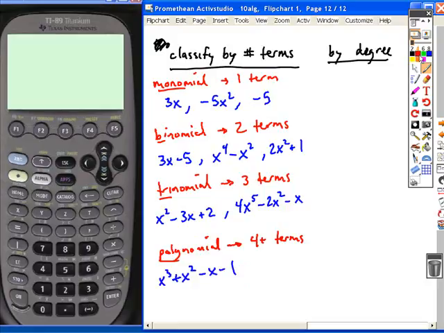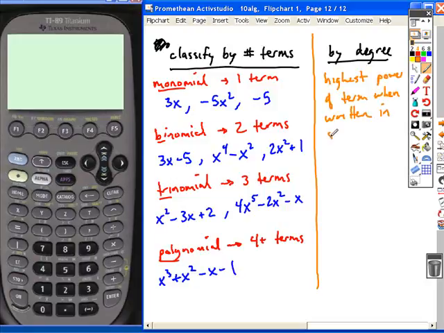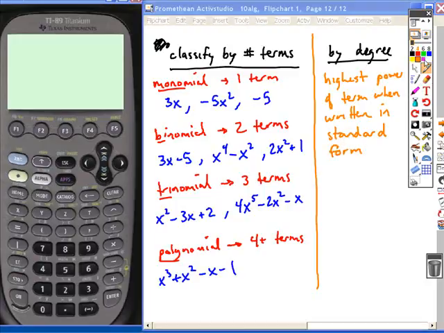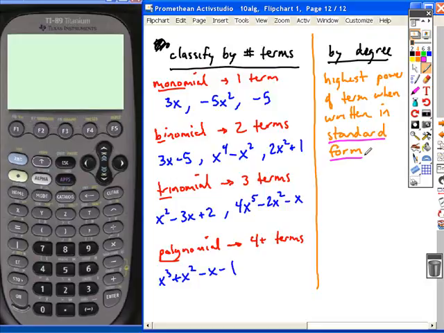And now, when you're talking about degrees, the classification by degree has to do with the highest term when written in standard form. So all of these examples that I wrote out here are written in standard form. Remember, standard form simply means you're starting with the highest power and then reducing it to the lowest power.